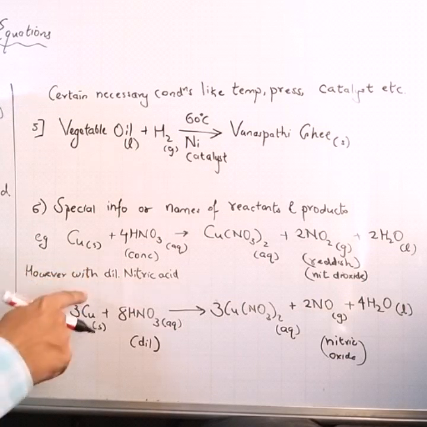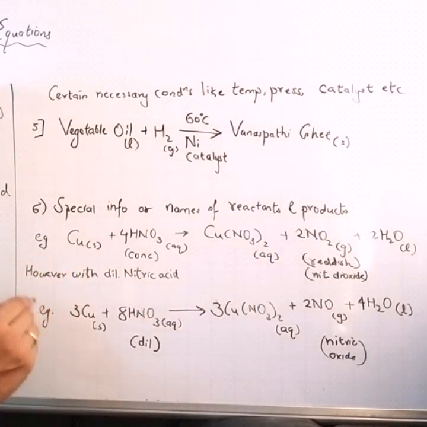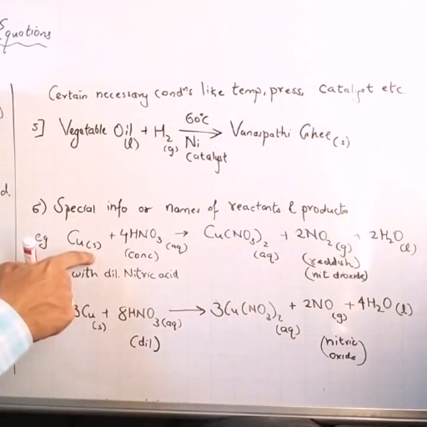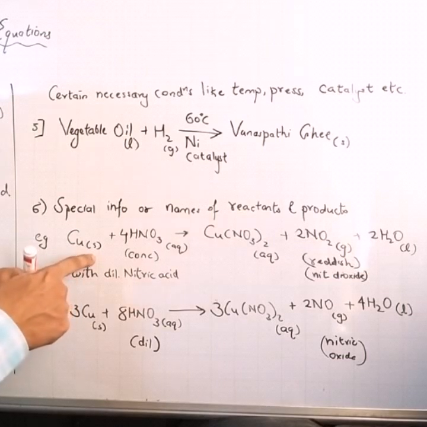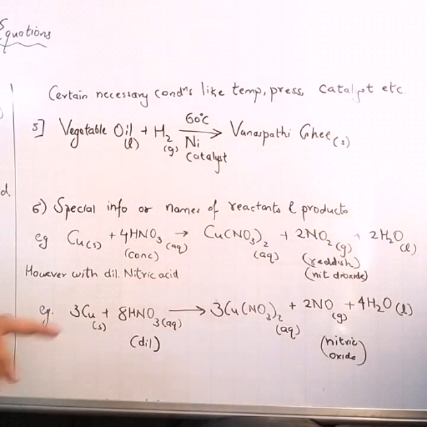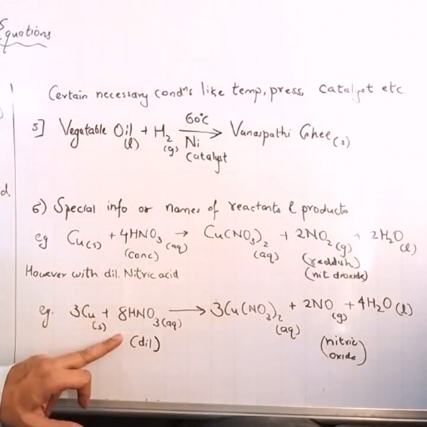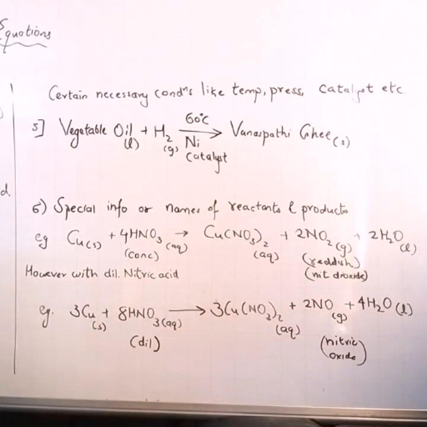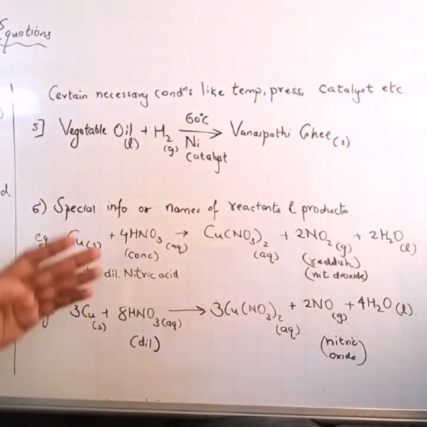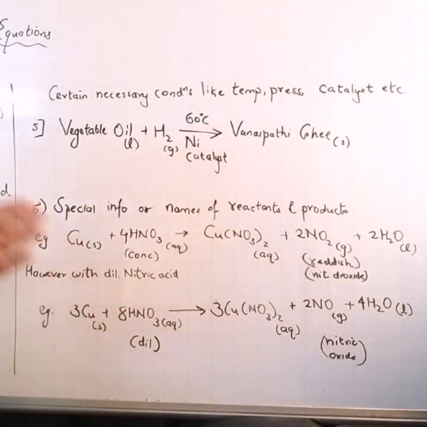So the difference in both the examples is that in one reaction concentrated nitric acid was used, and what we obtained was nitrogen dioxide gas. But in the second, when dilute nitric acid was used, what we obtain is simply nitric oxide. Okay, so this is the sixth point I want to tell you while writing a chemical equation.